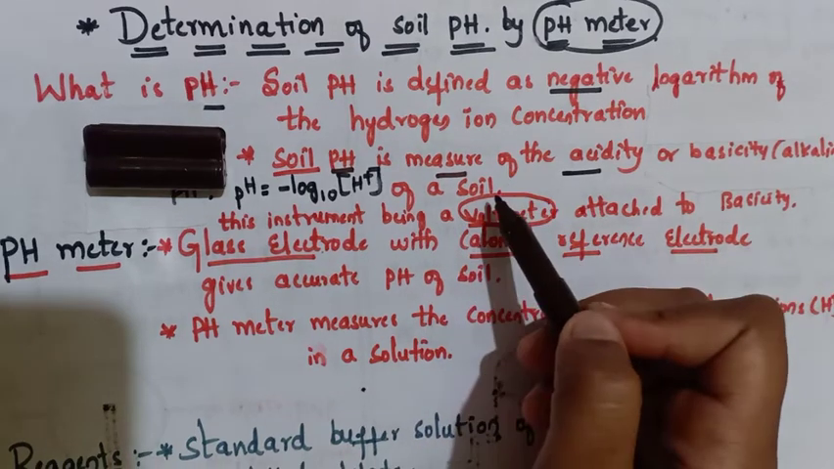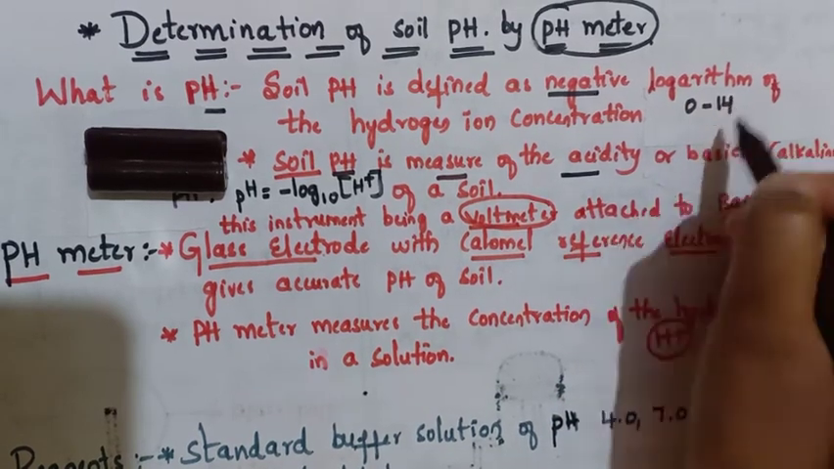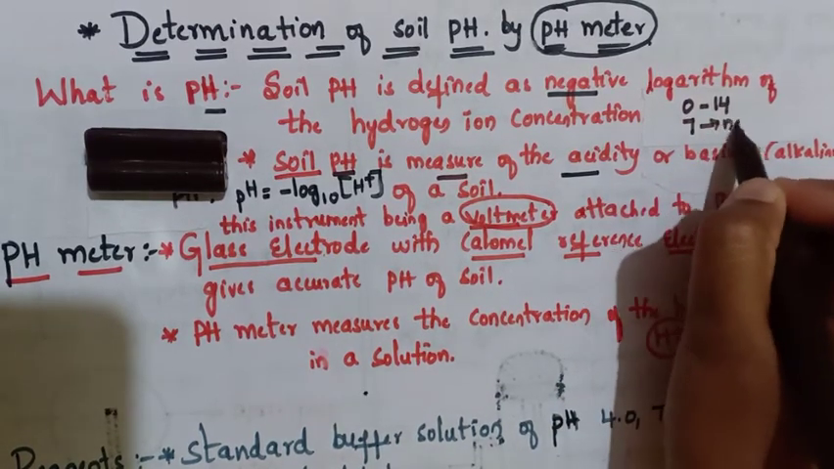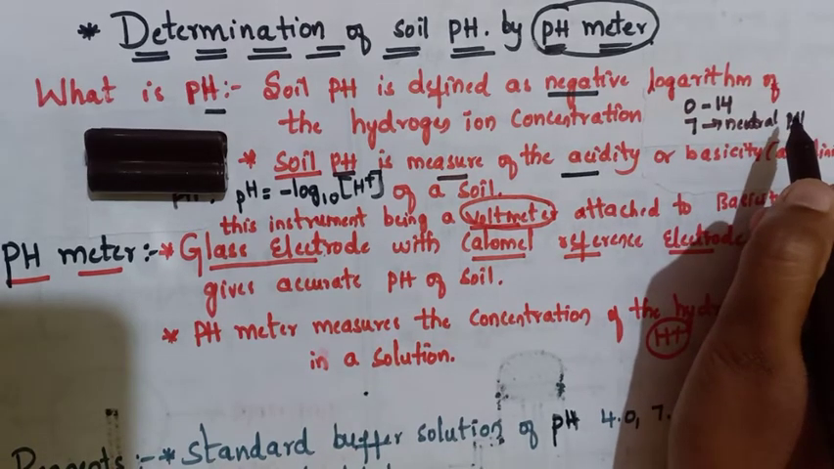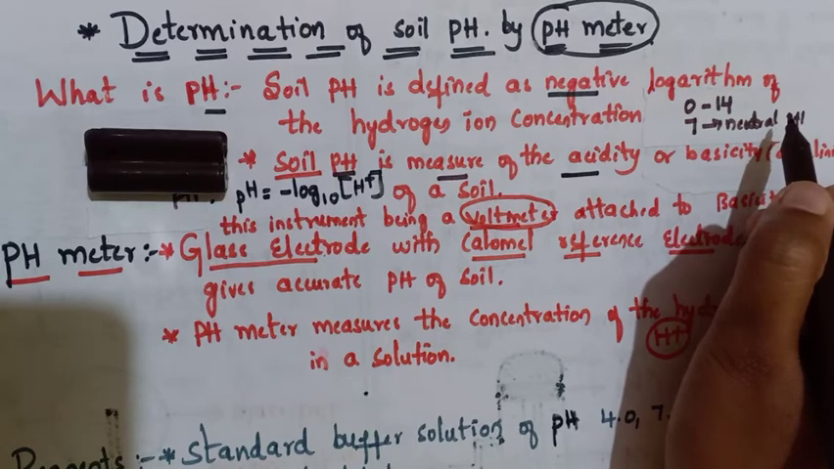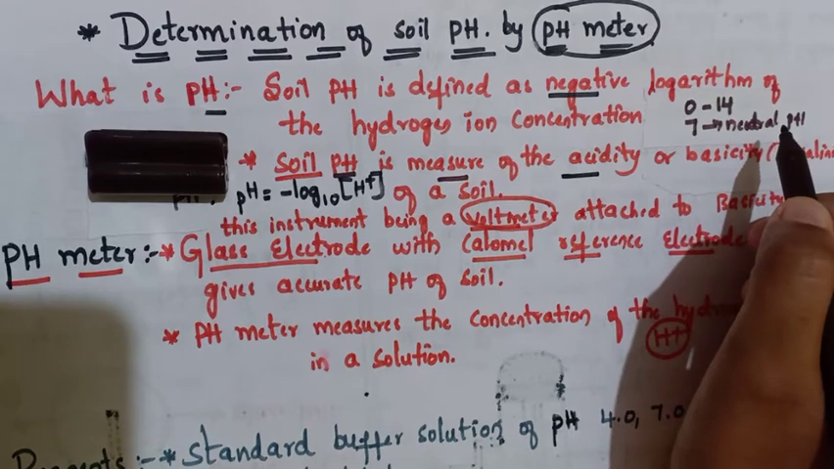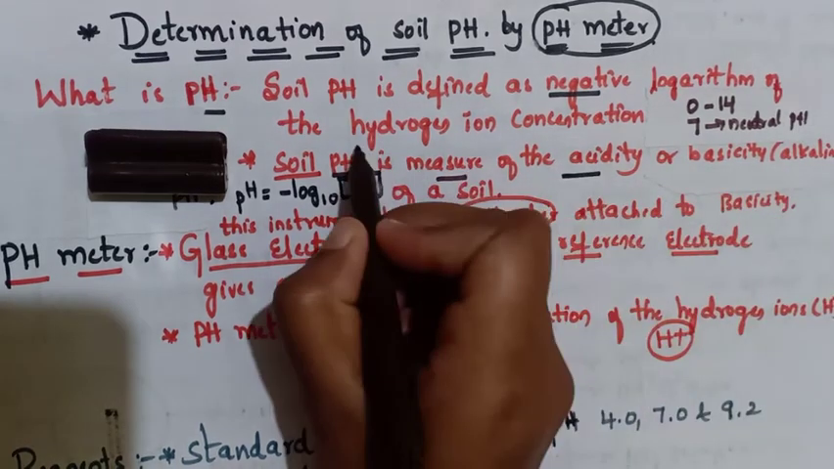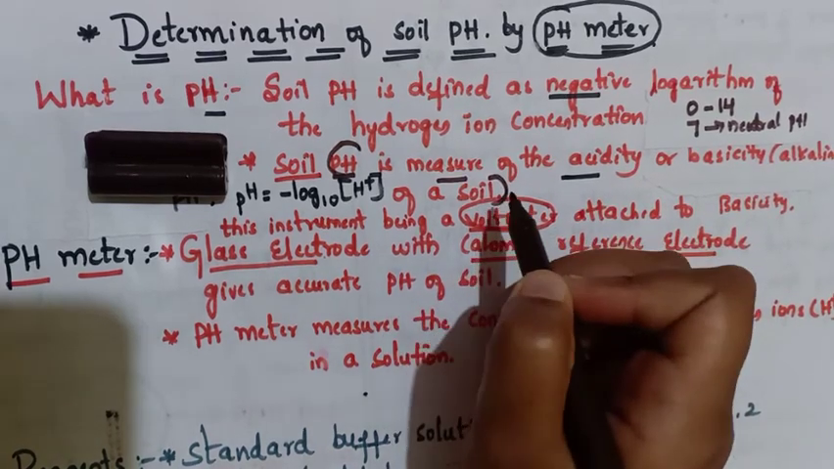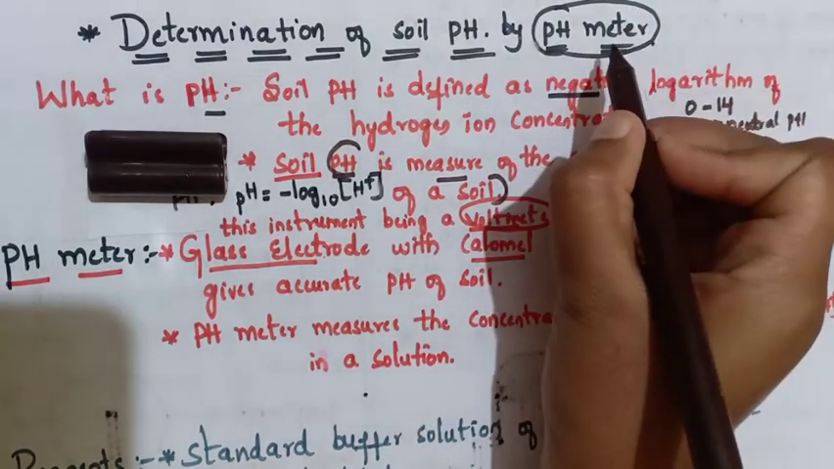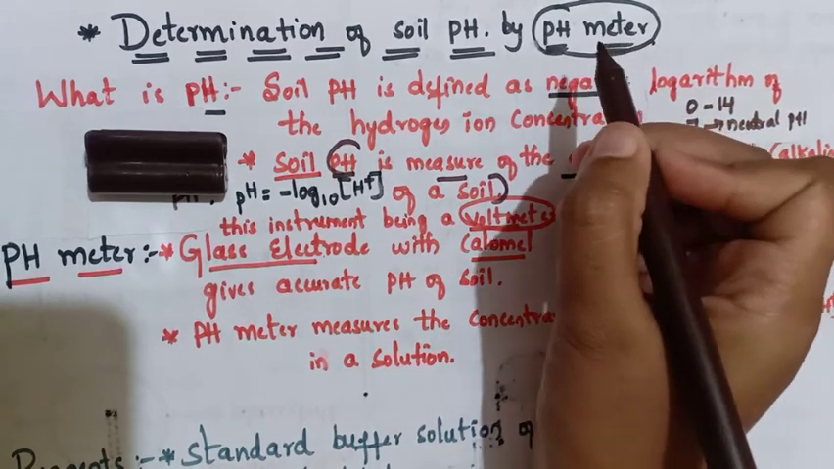What this pH actually means is that it measures the acidity or basicity of a soil or a solution. We know that the numerals of pH are from 0 to 14. 7 indicates neutral pH, whereas numerals below 7 indicate acidity and numerals above 7 indicate basicity. The important point here is that pH is a measure of acidity or basicity of a soil. Now, by using this pH meter, we are going to determine the pH of a soil.